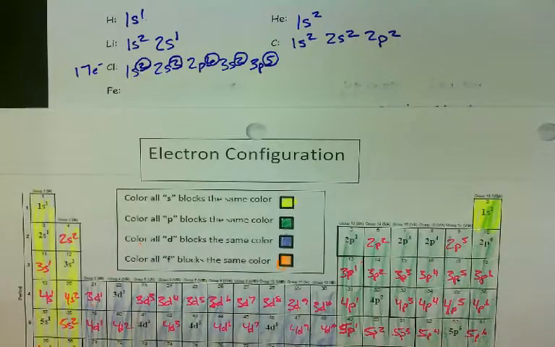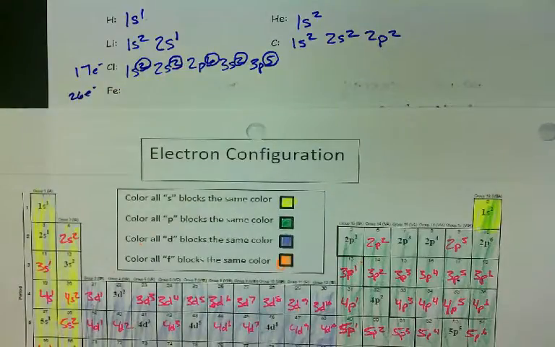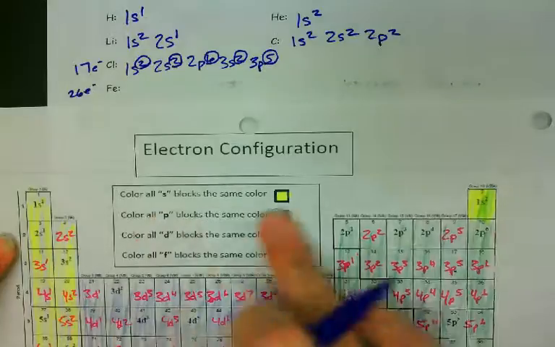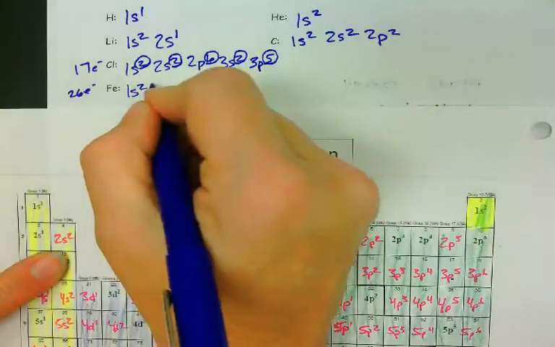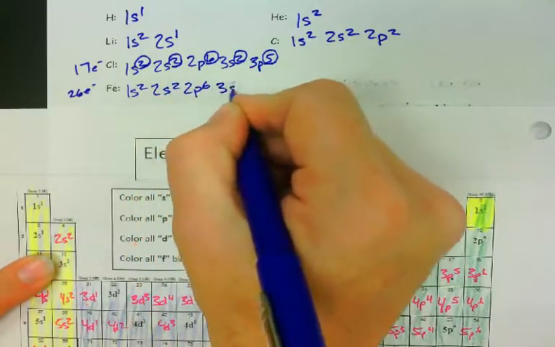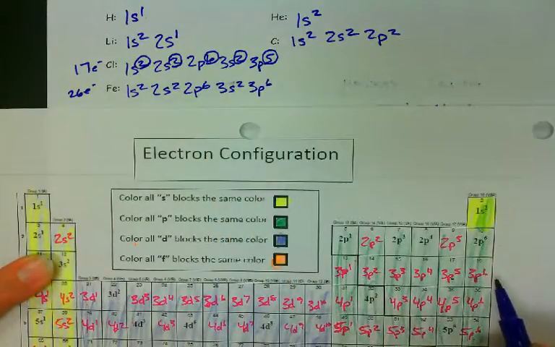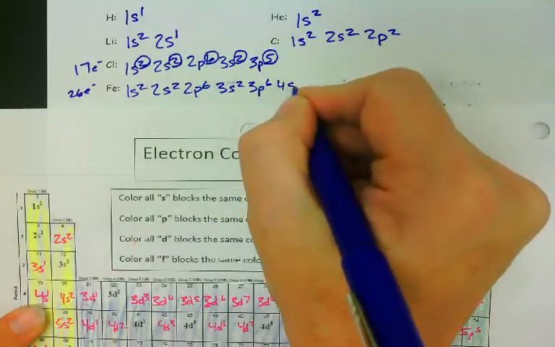So if we look at iron right now, there is 26 electrons because it's atomic number 26. So you're just starting at the top, working your way across. Every time, 1s2, 2s2, 2p6, 3s2, 3p6, because we're going all the way across. And we keep going. We're not done. Okay? 4s2.